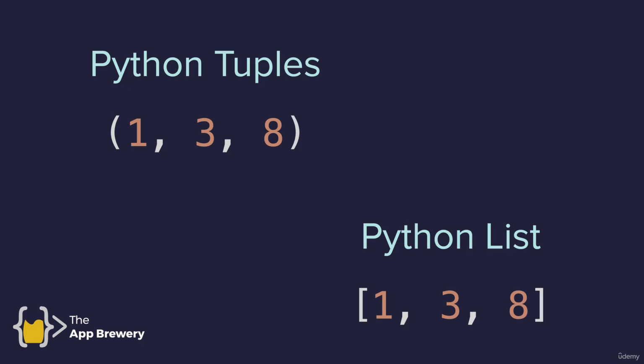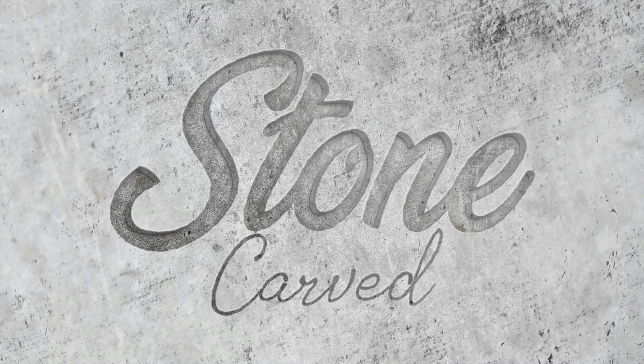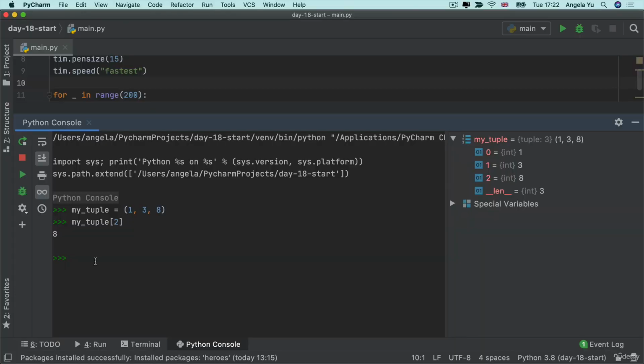So at this point, you might be asking yourself, well, I already know about lists, so why do I need to know about tuples? What's the difference anyways? Well, a tuple is going to be carved in stone, so you can't change the values like you can with lists. For example, if I wanted to get hold of my tuple, and instead of the 8 at position 2, I want to change it to 12.